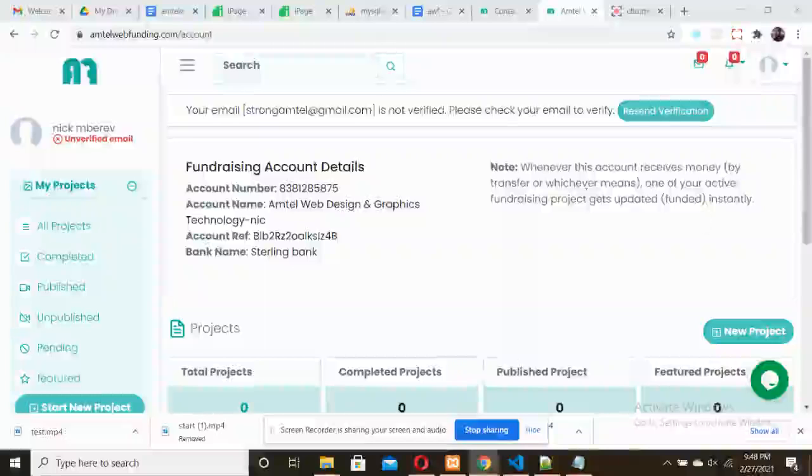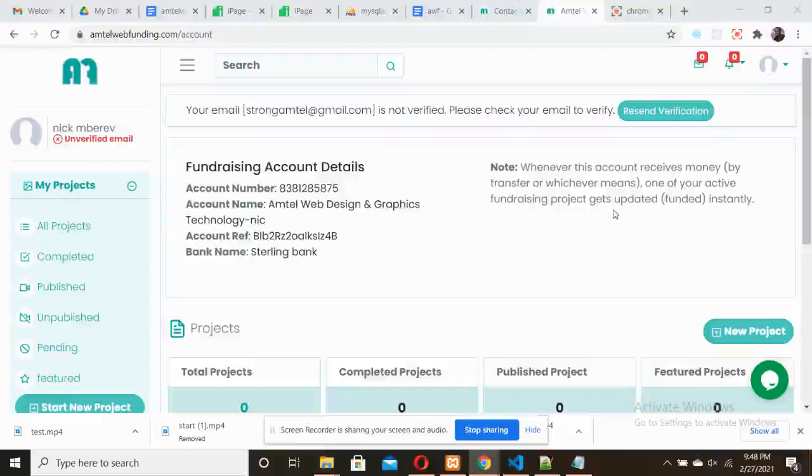Hello guys, today I'll be teaching you how to start a fundraising project on AmtelWebFunding. AmtelWebFunding is a platform that was developed to help people who are in need of funds, who need financial help from others, to bridge the gap, so that they can use the platform to solicit funds from people who are willing to donate to their causes. So that's why AmtelWebFunding was created. And so today, I'm going to show you how to start fundraising on the platform.